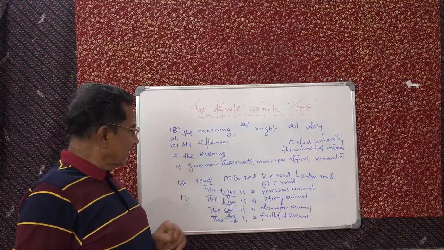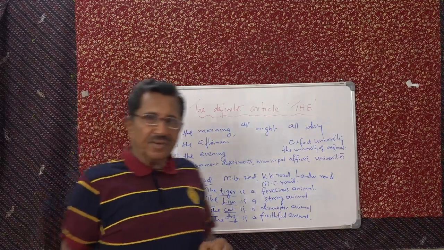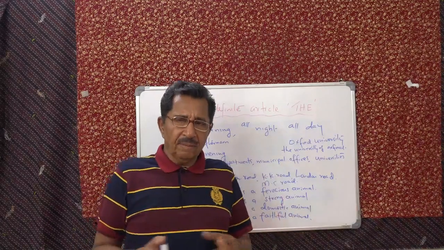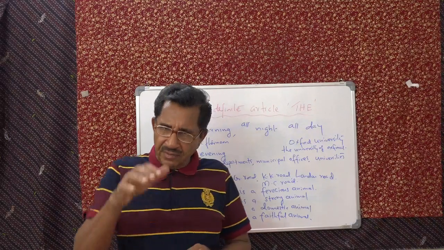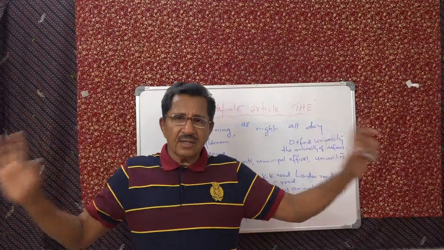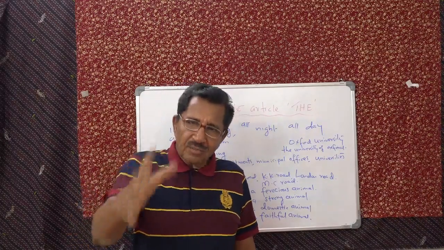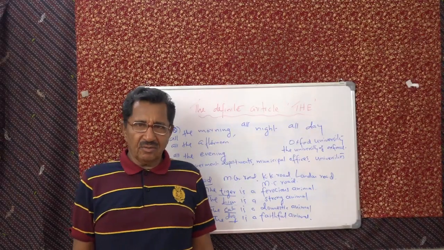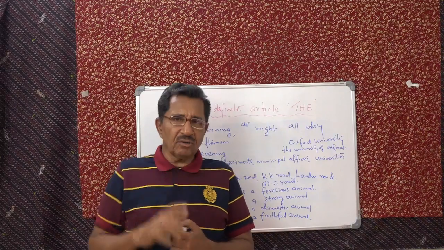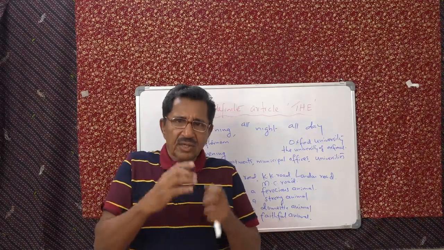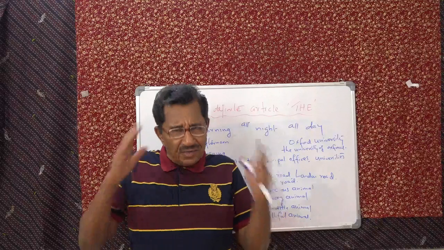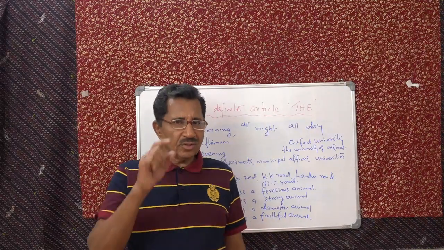So, the lion is a strong animal. The elephant is a huge animal, because all the elephants are huge. Can you find a dwarf elephant anywhere? Can you find a small elephant anywhere? All the elephants are huge. This applies to all the members of that family. So when you use a singular noun, and that singular noun stands for all the members of that family, all of its kinds, then you should use the.